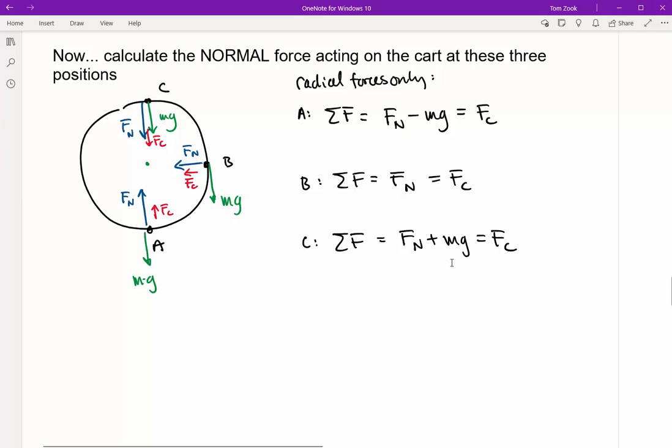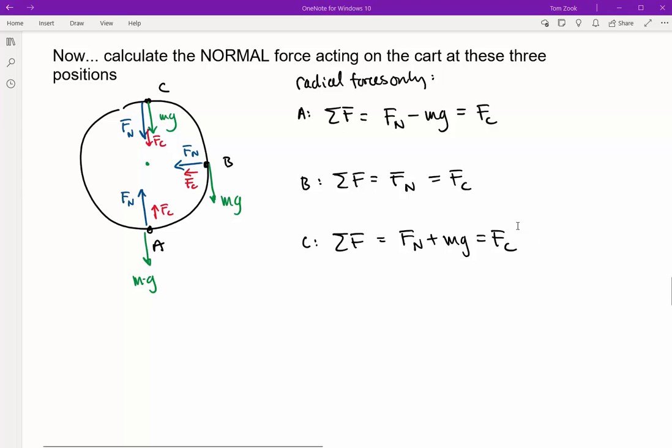Now for point C, the normal force, well, we've got a centripetal force that's required, but the normal force only needs to contribute some of the factor. Weight is doing some of it for us already. So the weight force here in this case is going to produce some of the centripetal force, and then the normal force is going to pick up the slack.